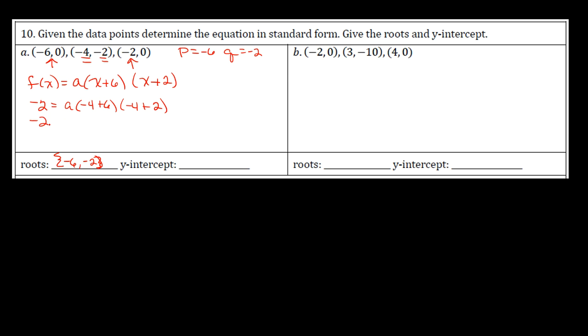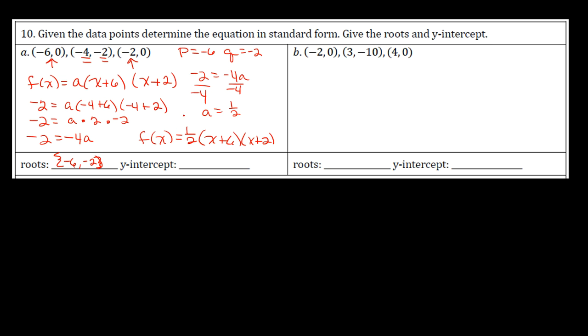And now we're going to simplify. So we have a times 2 times -2. 2 times -2 is -4a. We're going to solve for a. And now we can put it all together. I have 1/2, and then I have x plus 6 and x plus 2.